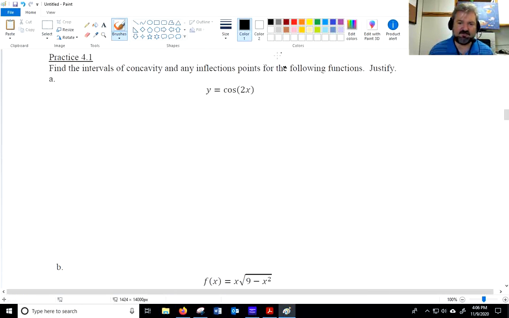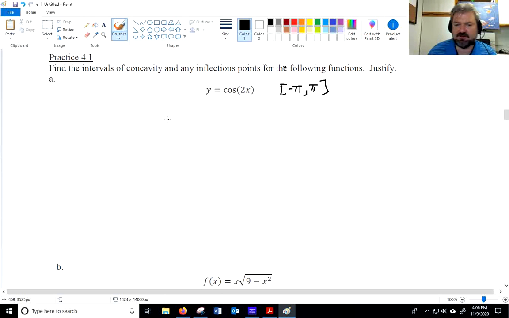All right, I have a practice problem for you to do. I want you to find the intervals of concavity and any inflection points for the following functions. I have y equals cosine of 2x. Let's just go ahead and do that from negative pi to pi. Kind of missing an interval there. Don't want you to describe it everywhere. And if you want, you can go down to part B as well, down here, and do the same thing. All right, pause the video and give it a try.